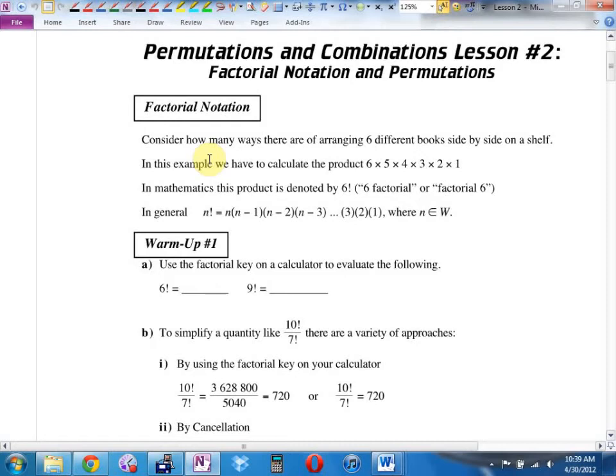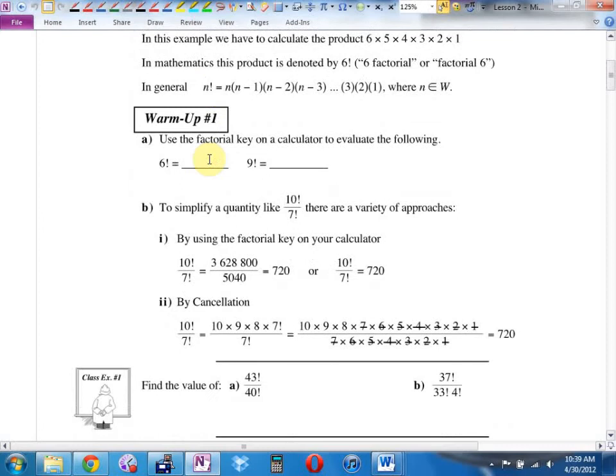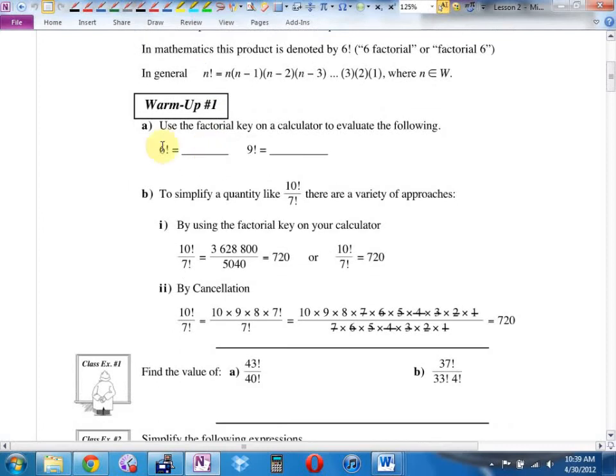So here is an explanation of factorial notation. It says 6 factorial, you can figure it out. 9 factorial, you can figure it out. To simplify a quantity like a factorial over a factorial, there are a variety of approaches. You can do it on your calculator, or you can realize that you can go by cancellation. 10 factorial is 10 times 1 less times 1 less times... oh my goodness, the bottom term just appeared. Stop, replace the rest of them with a factorial symbol and cancel.